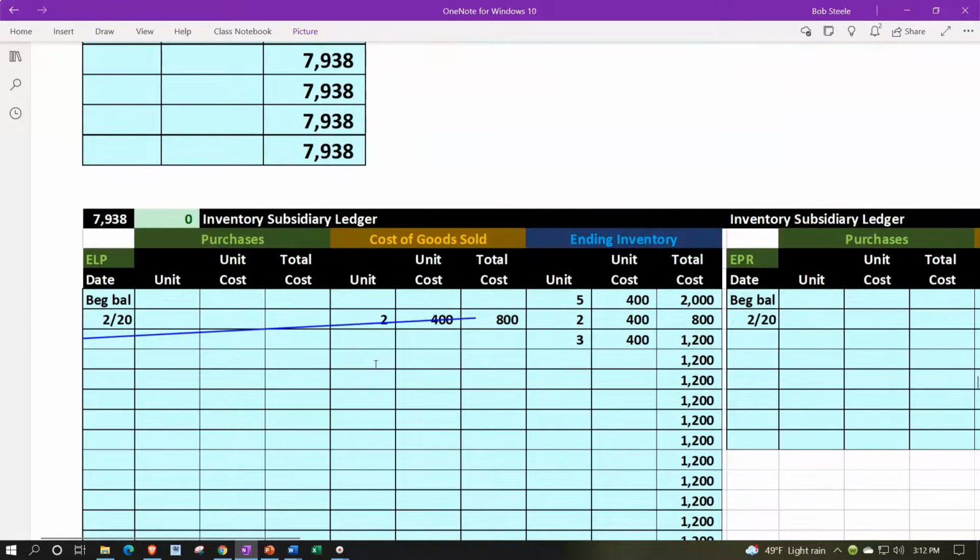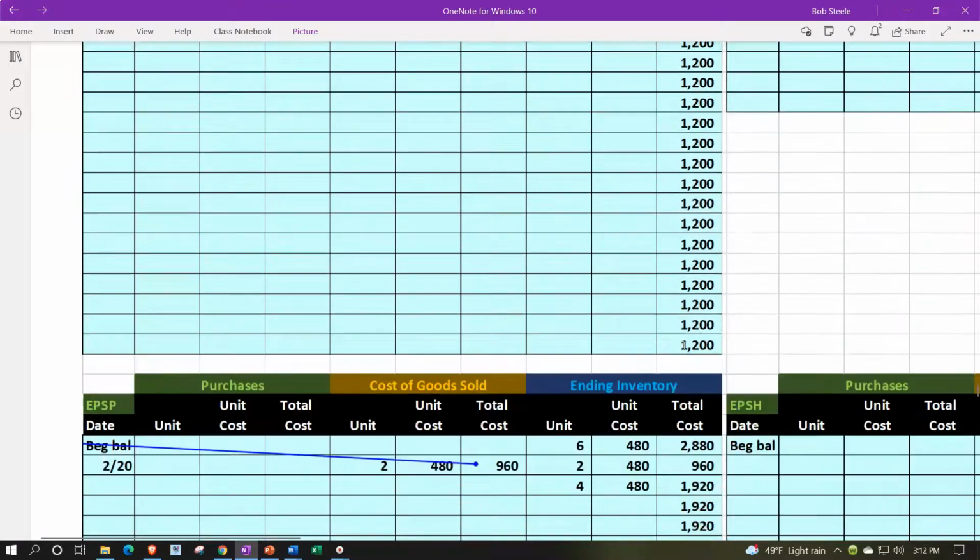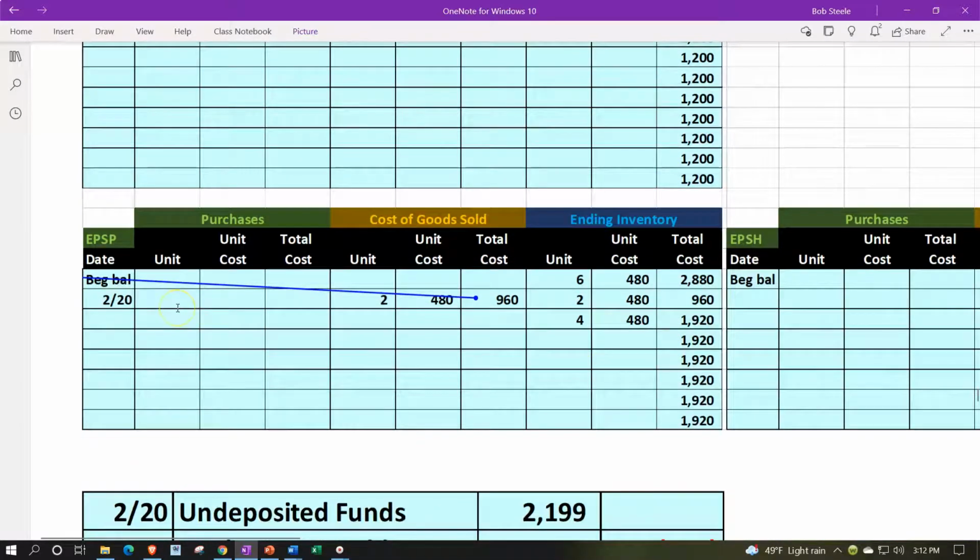This is the subledger for inventory, which is going to be tracking the units as well. So we sold, for example, an ELP in one of the items we sold above, and we had 5 of them. We sold 2 of them. We have 3 of them left at $400 cost. This is not the sales price, but the cost. And there's the $1,200. And then we sold this item down below, which was an EPSP. We had 6 of them. We sold 2 of them. We have 4 of them left. 4 of them times the cost of $480 is $1,090.